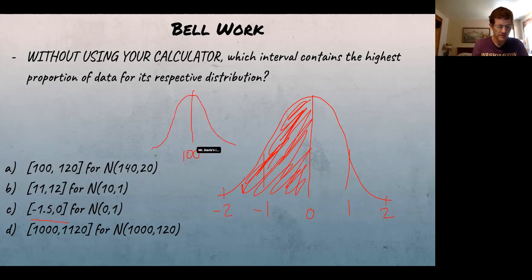1,000 is the mean. I see that from the model that's given. 120 is the standard deviation, meaning that's 1,120 right here. The interval goes from 1,000 to 1,120. It's only 1 standard deviation from the mean. Part C is 1.5 standard deviations. So the correct answer is C.